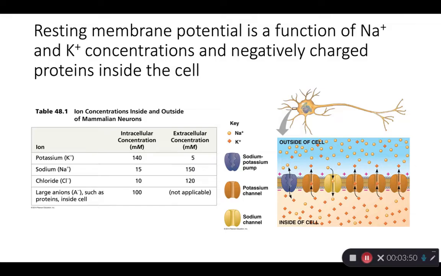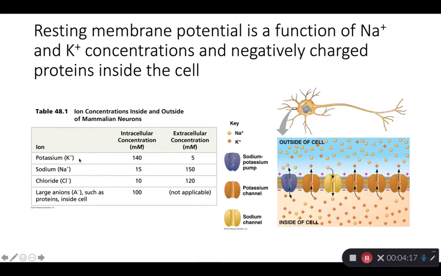Okay, so now let's talk a little bit about what contributes to membrane potential when the neuron is, as we say, at rest. So the neuron is not in the process of generating an electrical signal. I realize there's a lot of visual information here, but I just want to draw your attention to some key things. This table is pretty important because it shows you the intracellular and extracellular concentrations of these important ions for maintaining the membrane potential.